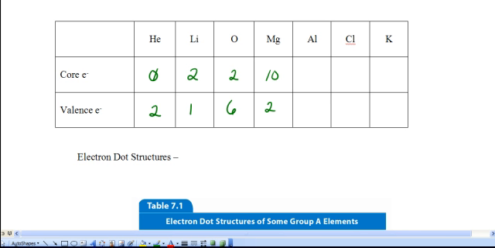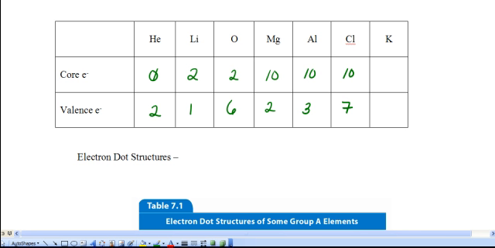Aluminum. Aluminum is one past magnesium. It still has 10 electrons in the first and the second energy levels. It has 3 electrons in the third energy level. So it has 3 valence electrons. Chlorine, which is all the way over in group 17 or 7A, it has 10 core electrons, and then starting from the left, as you count your way across the periodic table, it has 7 electrons in the third energy level, so it has 7 valence electrons.